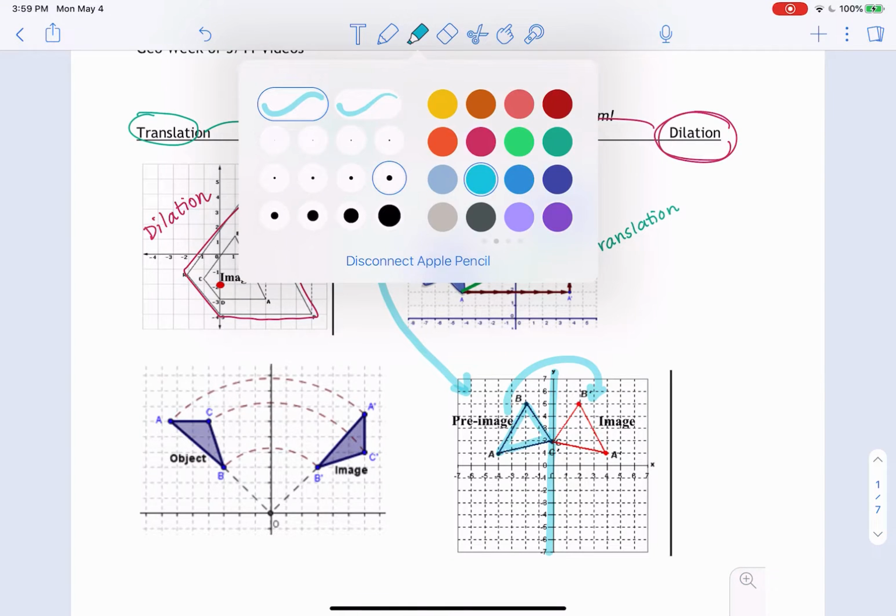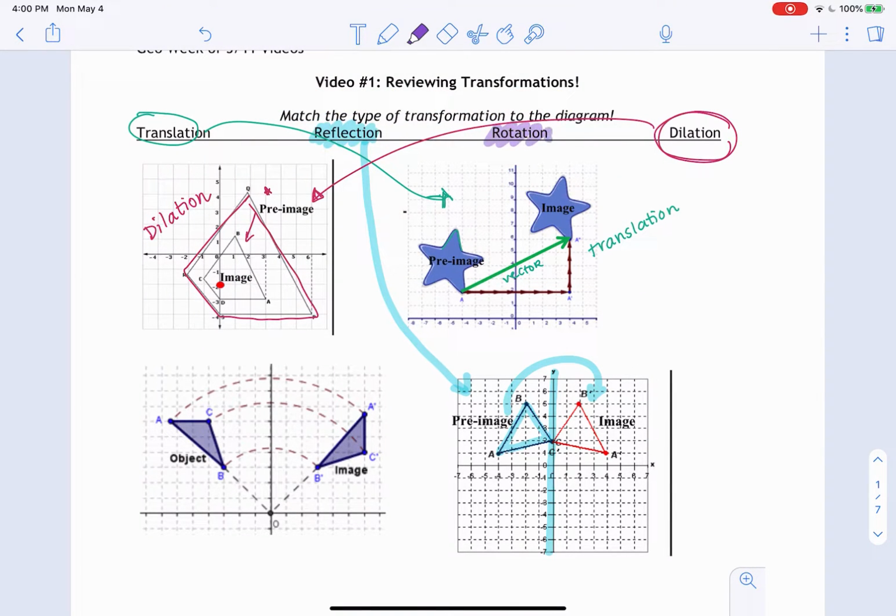And then last but not least, we won't do green, let's do purple, a rotation. A rotation, we're taking an object like this right here, and we've got a center of rotation and we rotate a number of degrees. I think here this looks like 90 degrees to me almost. And we're rotating it in a direction. This is going clockwise. So that's just a quick review about translations, reflections, rotations, and dilations.